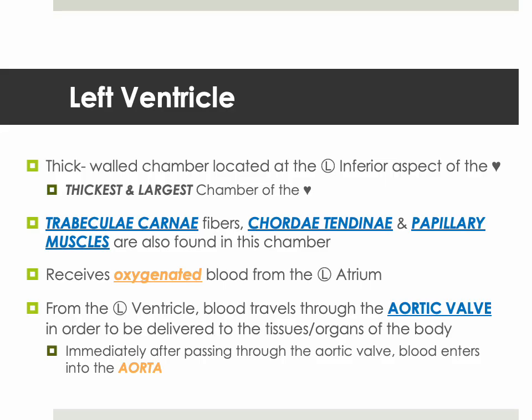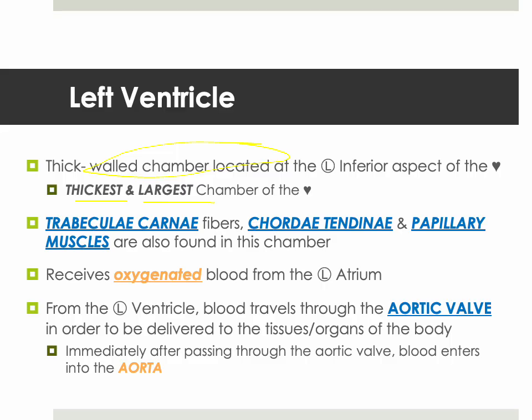Okay, now we're going to talk about the left ventricle. As I said, it is a thick-walled chamber. It is the thickest and the largest, and we already talked about why: the resistance in that chamber is going to be greater because it's pushing against the systemic resistance.